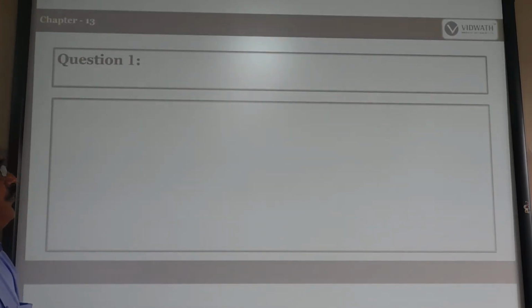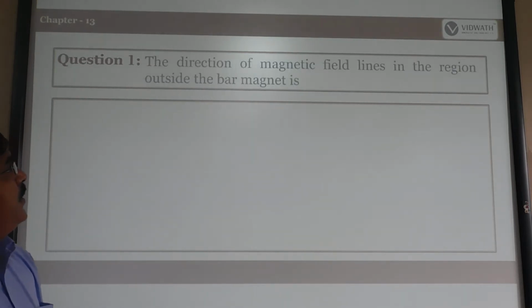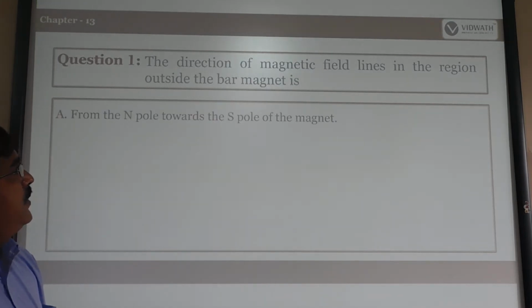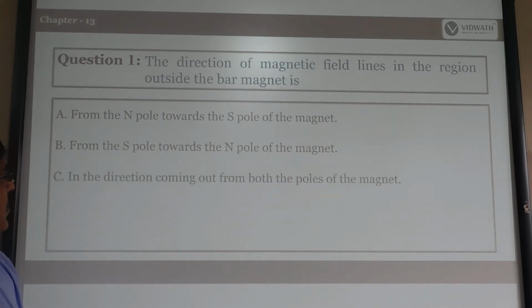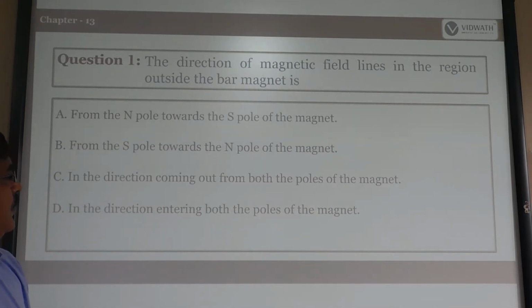So next question, for quick revision. The direction of the magnetic field lines in the region outside the bar magnet is: from the north pole towards the south pole of the magnet; from the south pole towards the north pole of the magnet; or in the direction coming from both the poles of the magnet. So the correct answer is option A. Yes, from the north pole towards the south pole of the magnet.